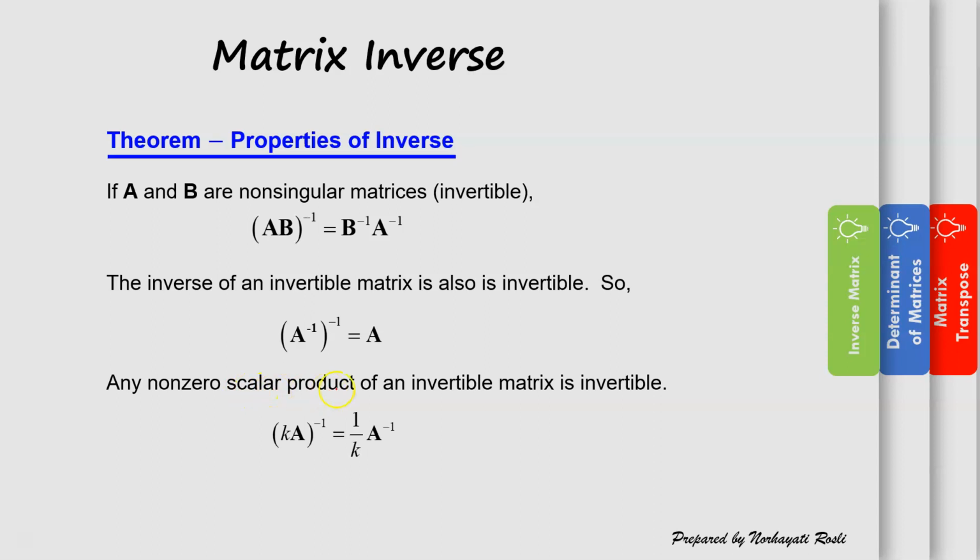Any non-zero scalar multiple of an invertible matrix is invertible. This means that if any scalar k is multiplied by matrix A and you take the inverse, it will equal 1 over k. So this k becomes 1 over k times A inverse.